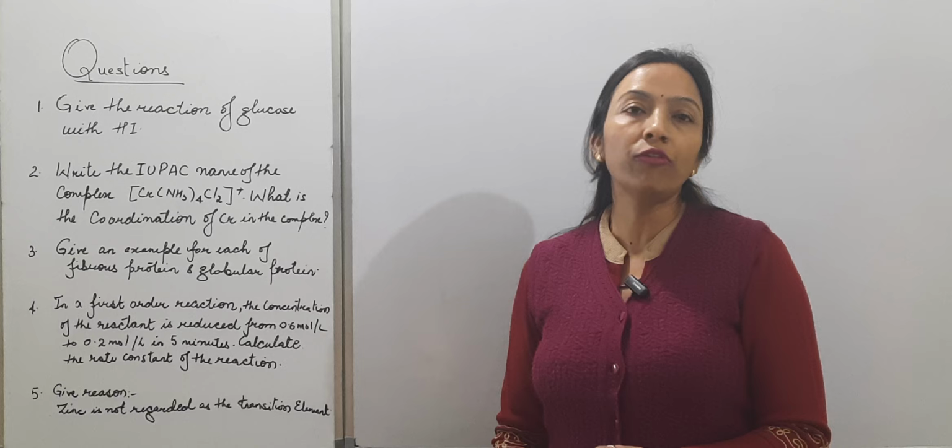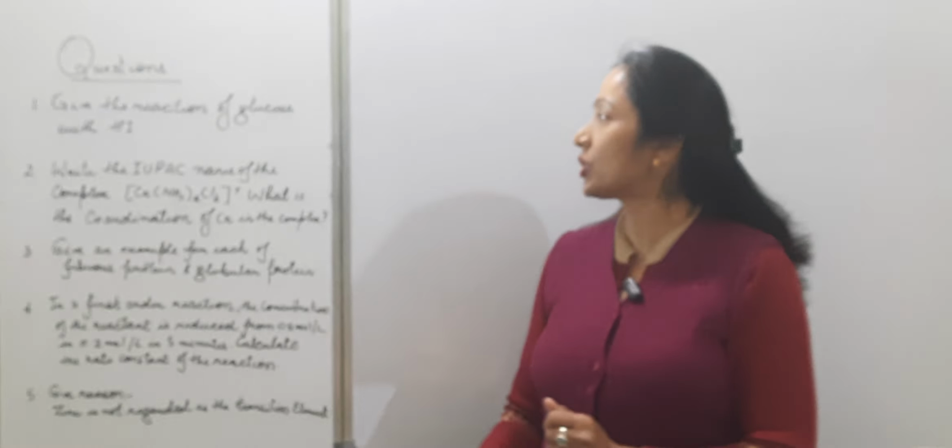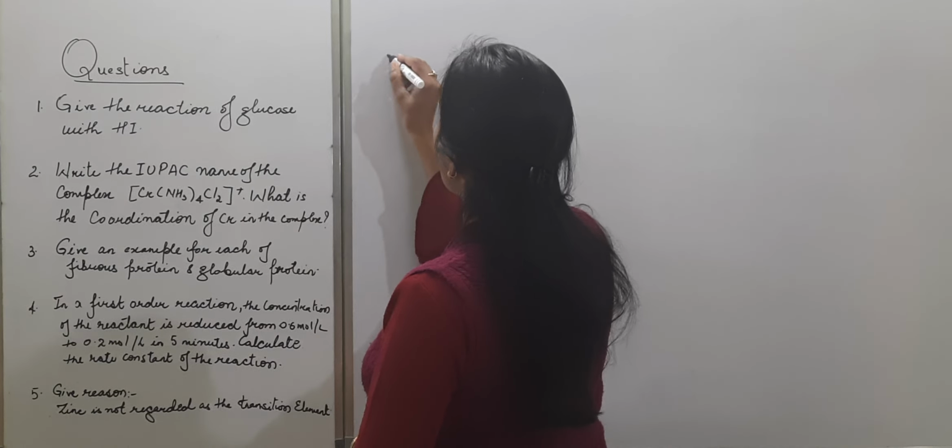Time. Now we have to be fully prepared for our coming board examination, which will be hopefully in the month of Feb. And here I wrote some 2 mark questions. The first question is: give the reaction of glucose with HI, meaning here we will react glucose with hydrogen iodide, and what will be the product? So the answer should be very brief because it's a 2 mark question. So what is the answer for that?